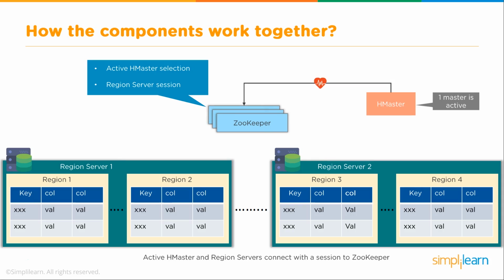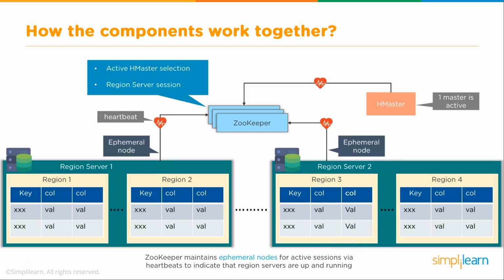Active HMaster and region servers connect with a session to Zookeeper. So you see your active HMaster selection, your region server session. They're all looking at the Zookeeper keeping that pulse. And you can see here where we have ephemeral nodes for active sessions via heartbeats to indicate that the region servers are up and running.